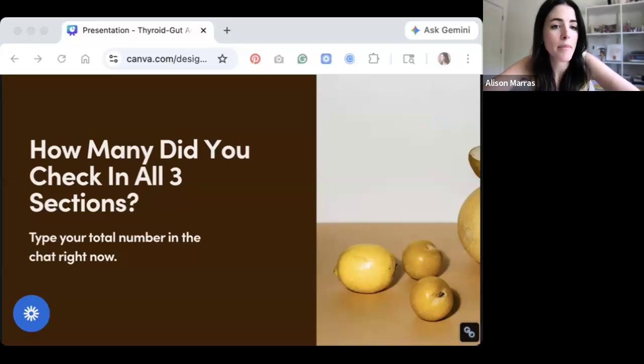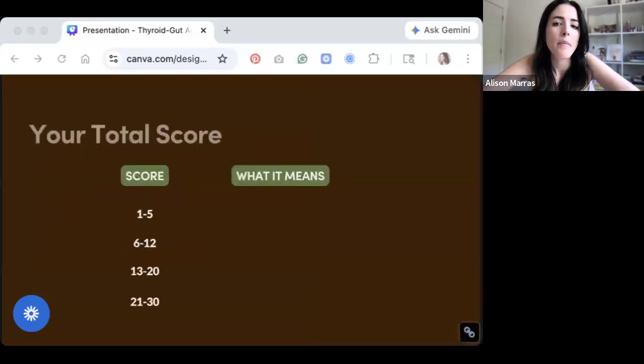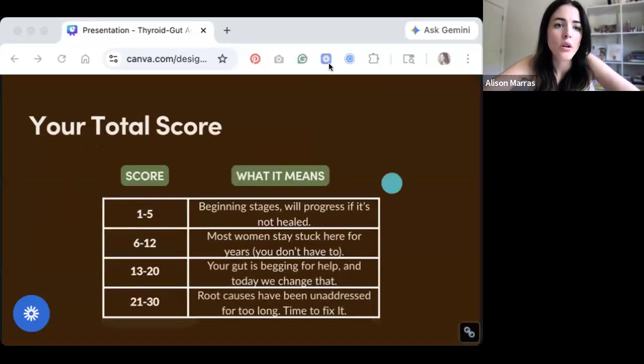And what's really interesting about that combined number, a lot of these symptoms map to something we actually see all the time in our functional testing that we use with clients. And I'm going to show you exactly what I mean in a minute. But I want to go through what your total score means.